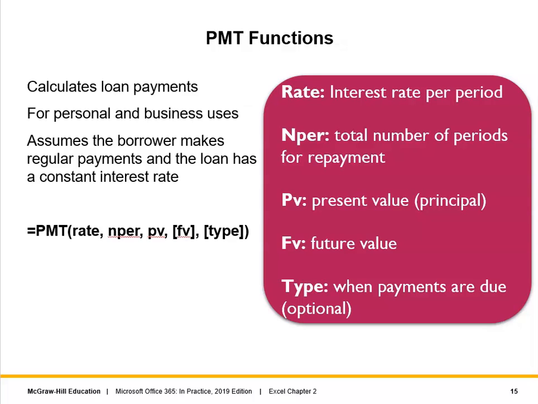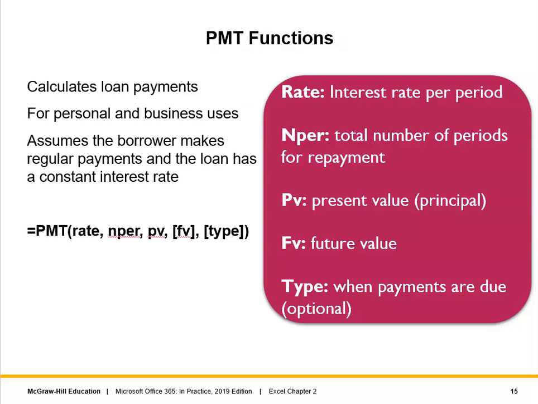NPER is the number of periods for repayment. If you make monthly payments for 5 years, the number of periods argument would be 60. PV is the present value, which is equal to the amount that is borrowed. FV is the future value after the last payment is made, which would be an amount still owed at the end of the loan.